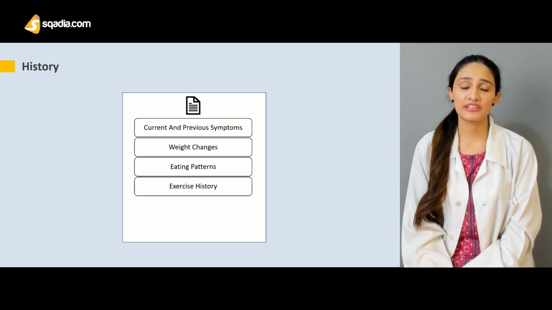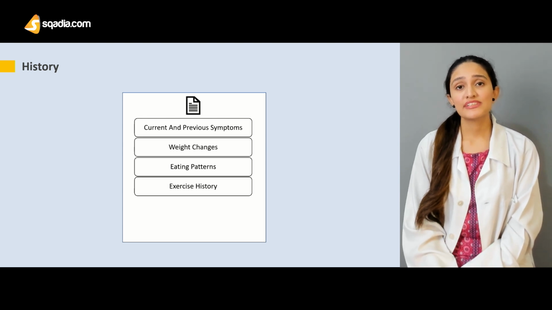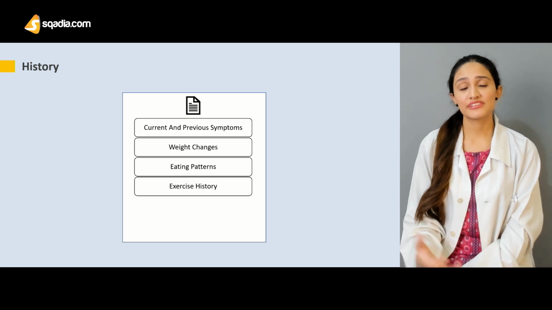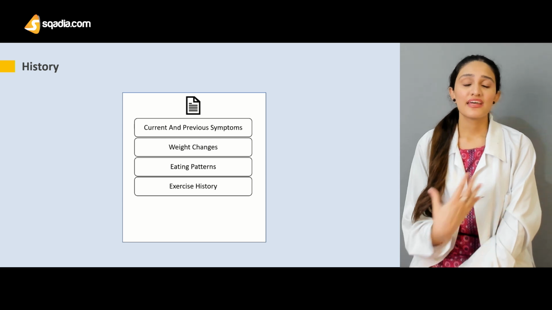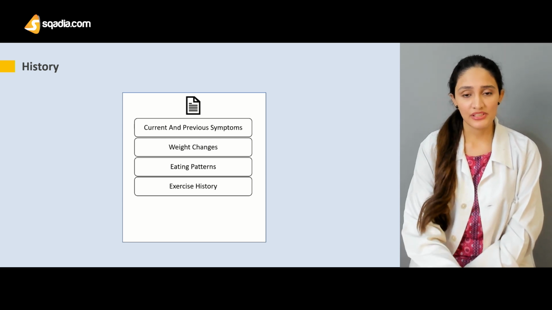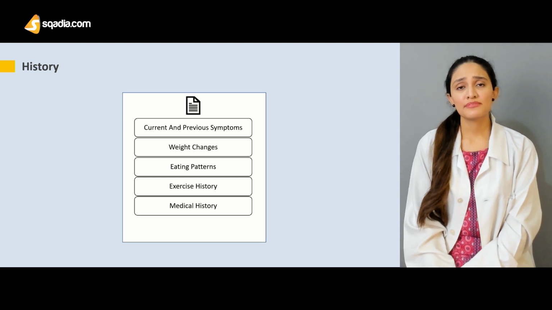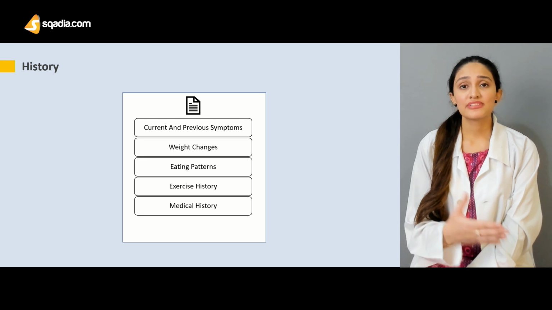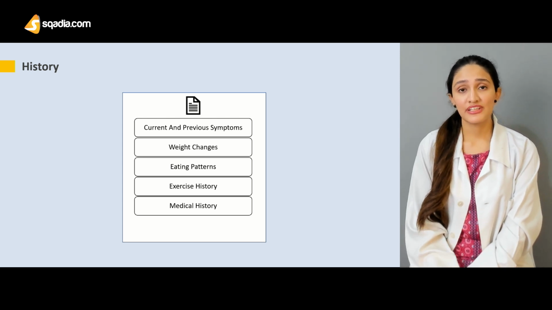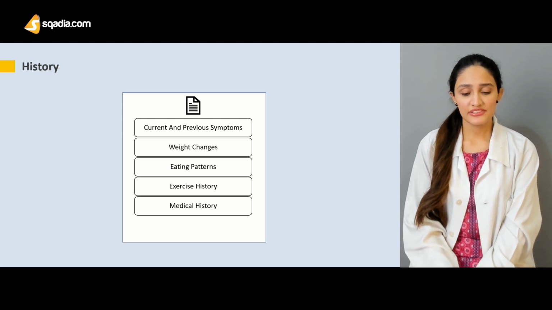Exercise history is very important, as a sedentary lifestyle is one of the reasons why a patient might present with diabetes mellitus and can cause diabetes mellitus. So, it's very necessary to ask about his exercise and daily routine work. Medical history, as the patient might also have any other autoimmune disorder when we talk about type 1 diabetes mellitus. So it's very necessary to compile the different autoimmune disorders.